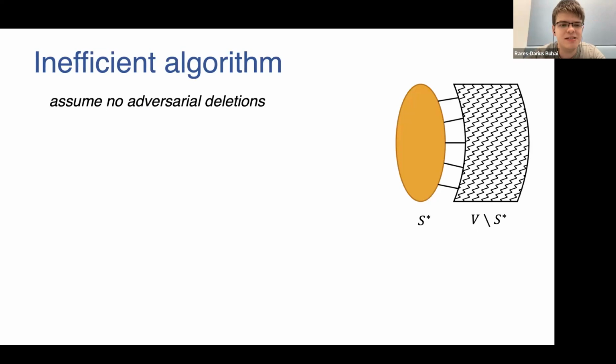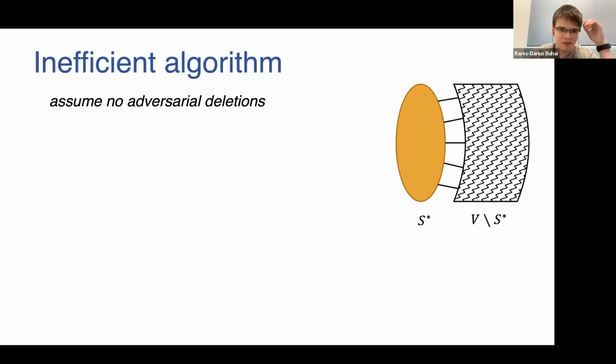And from this slide, I'll just assume for simplicity that there are no adversarial deletions. So I'm assuming that the cut between S star and V minus S star is completely random without deletions, but V minus S star is still arbitrary. And it turns out that it's easy to put this back in the algorithm.